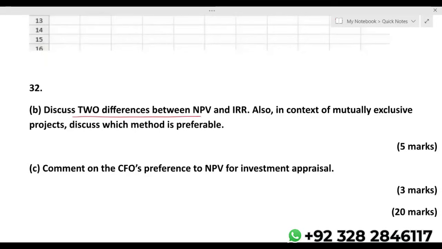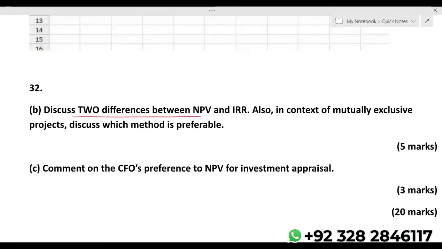You can say more differences also, that NPV is an absolute measure. A positive NPV will exactly tell us that the wealth of the shareholder will increase by this amount. IRR is not an absolute measure. IRR is a relative measure which gives the result in percentage, and percentages can be misleading.